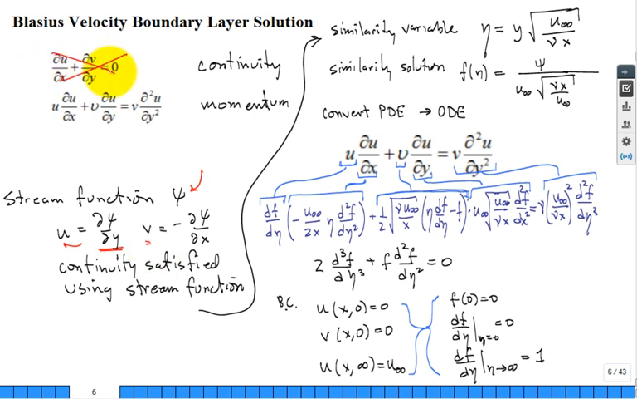Stream function, if you could find it, you can check it. It satisfies the continuity equation. But now we look at the momentum equation. It's like we knocked out one of the differential equations. We're left with one of them, the x momentum equation. We look for a similarity variable. This is the one that, after I'm sure a few iterations, came to light, hey, this is the one that works. So we have y times the square root of U infinity over nu x.